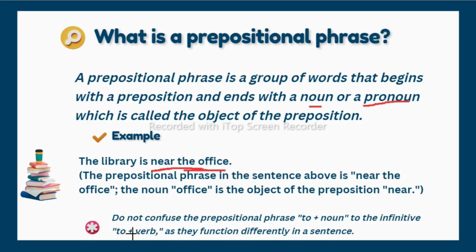Now here is one more important thing. Do not confuse the prepositional phrase to plus noun with the infinitive to plus verb. Here, to plus verb is an infinitive, and to plus noun or to plus pronoun is a prepositional phrase. So you should not get confused. You should see what you have after to. Either you should have a noun or pronoun. If you have a verb after to, then that's the infinitive, not a prepositional phrase.